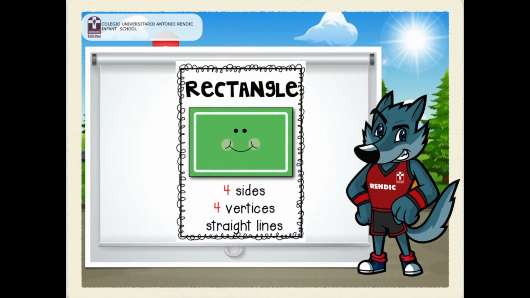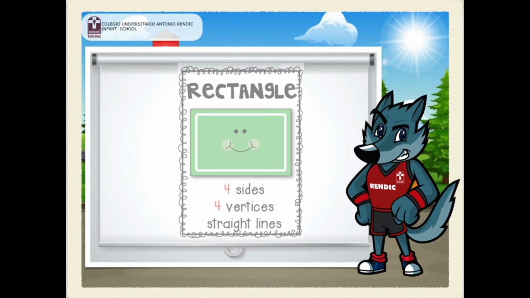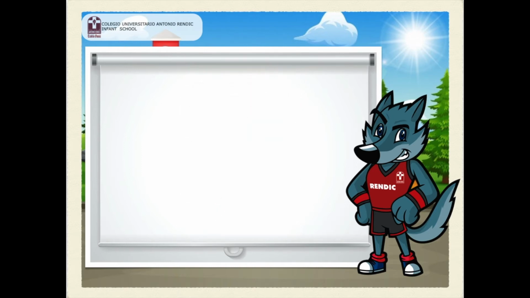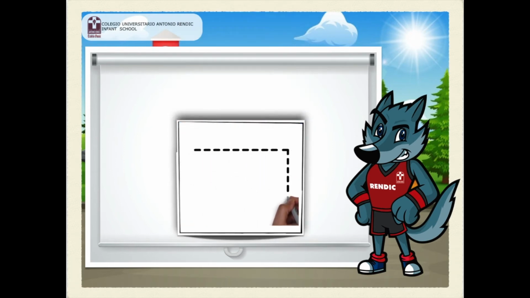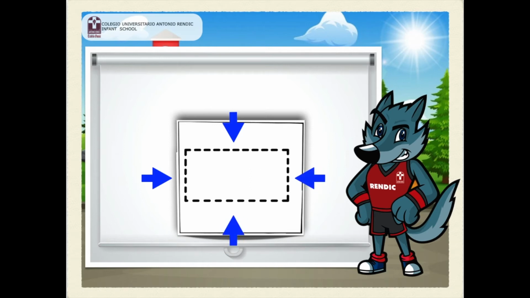This is the rectangle. It has 4 sides, 4 vertices, and straight lines. This is how we draw a rectangle. A rectangle has 4 vertices or corners too. But wait, a rectangle is different from a square because it has two long sides and two short sides. Let me show you some everyday rectangle objects.